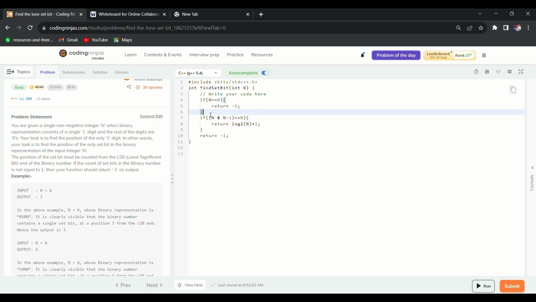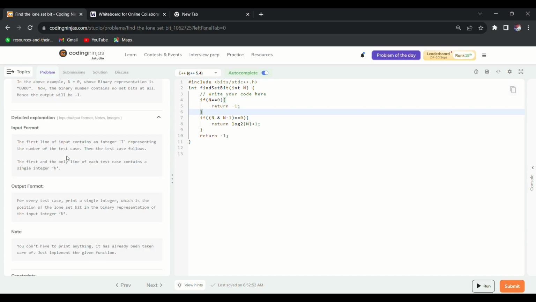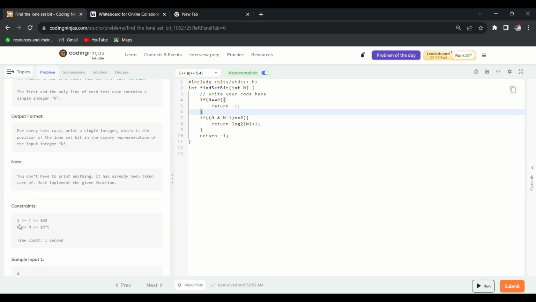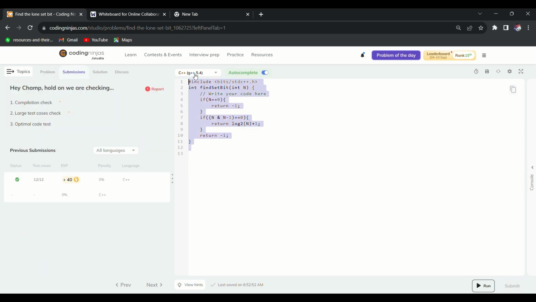If our n is 0, just return minus 1, because in the constraints it is given that n ranges from 0. If n is 0, there is no 1, so return minus 1. If the AND of n and n minus 1 is equal to 0, it means there is only a single 1 present, so how do we return its position? The simple formula: log base 2 of n plus 1. Otherwise, just return minus 1, and this will successfully pass all the test cases.